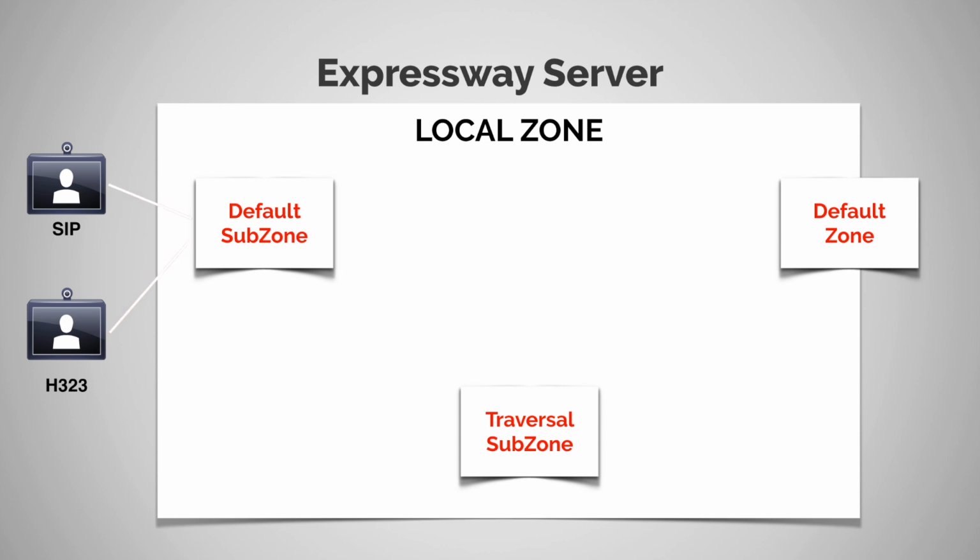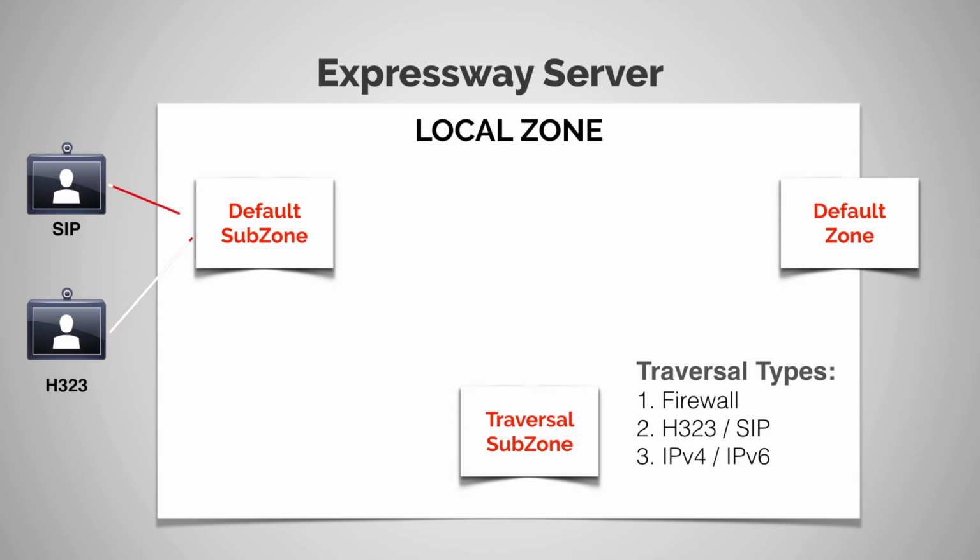And there are 4 different types of traversal calls that are possible on an Expressway. So the first is a firewall traversal, okay, and then second you can also do an H323 to SIP traversal or vice versa. They can go in either direction. And you can do an IPv4 or IPv6 traversal. And remember, 2 and 3 are considered interworking, which we talked about already in a previous video.